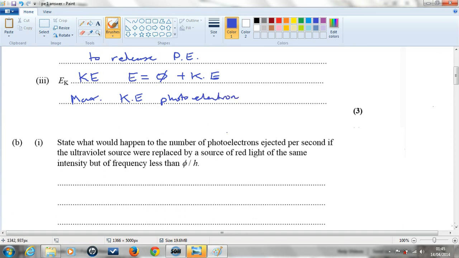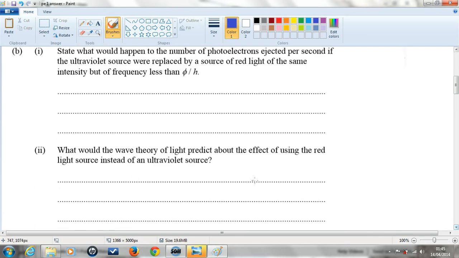Now let's look at the next part of the question. And the next part is saying now we have taken away our UV source and replaced it with a source of red light. And of course the frequency of red light is much less than the frequency of our UV. So we know this is going to have an effect. We're now told also that the intensity is the same, but don't forget intensity has no effect on whether photoelectrons will be released. It only affects the number that are released if the incident photon has enough energy to trigger the release of them. So we're told that the frequency is less than the work function over Planck's constant.